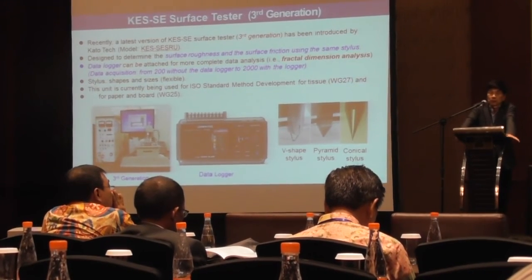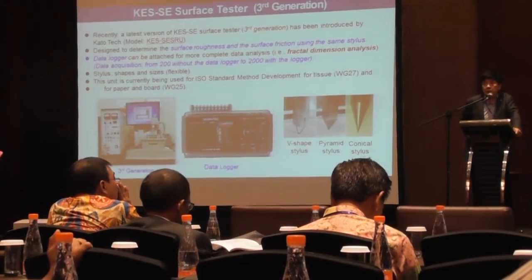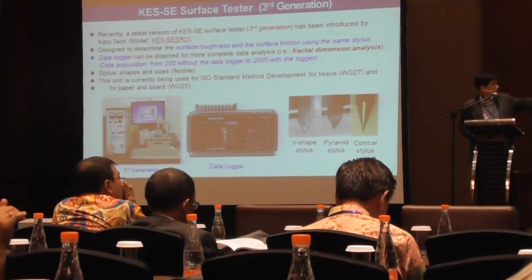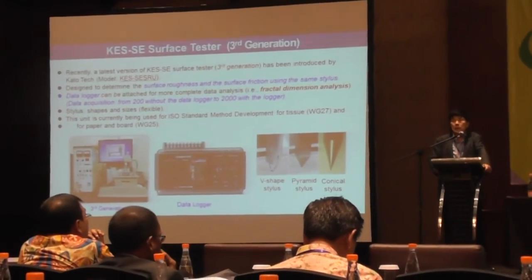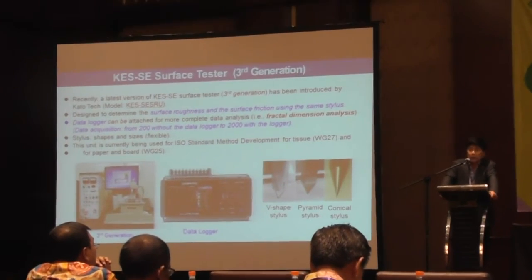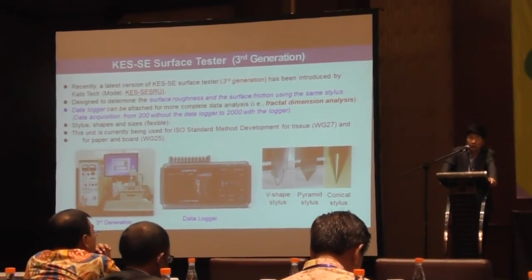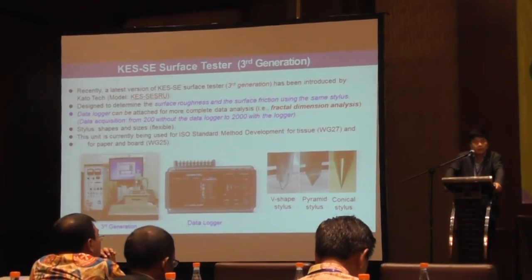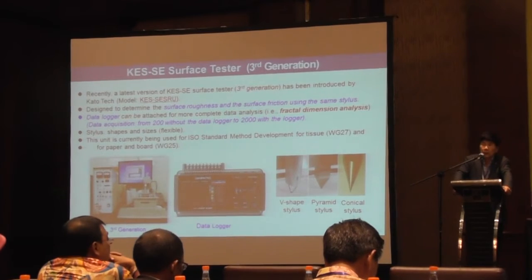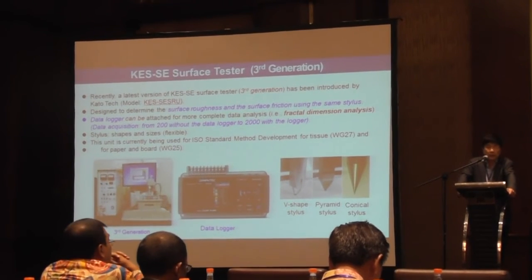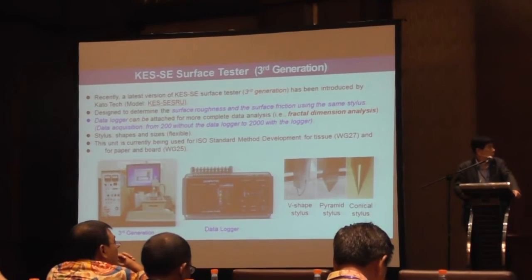Now we are also working very closely with Kawabata on what we call the third generation. In the third generation, we now have a data logger that acquires more data points. Previous Kawabata data was collected at only about 200 points. Now using this data logger, you can get about 2,000 data points, about 10 times higher. That allows us to do all the profile analysis.